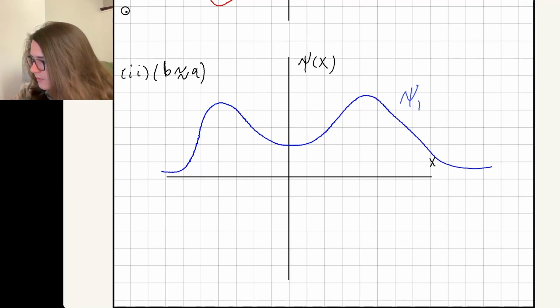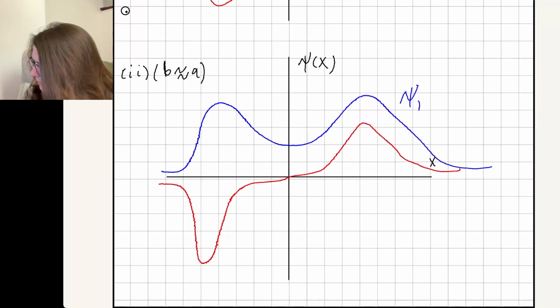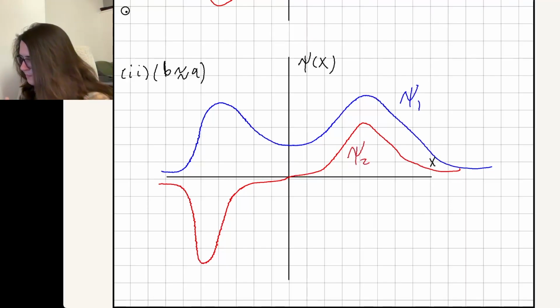That's psi 1. Psi 2 is going to do the same sort of thing, right? It's going to come in and try to be like psi 2 with no gap, but it has to die off towards the middle quite a bit. But then it's going to come in and do this sort of thing again and die off. That's psi 2.